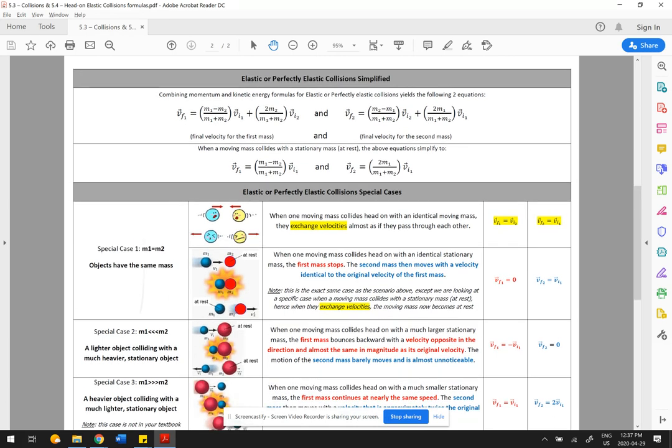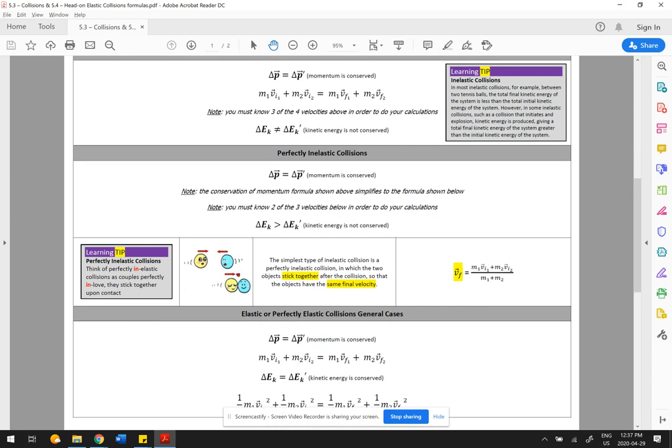Now, in terms of elastic collisions, there's more cases to elastic collisions. Now, the momentum is conserved, so we can obviously apply our momentum formulas. The kinetic energy is conserved as well, so we can apply our conservation of kinetic energy formulas as well. And these are just generalized cases. Now, we can get a little bit more specific in terms of elastic or perfectly elastic collisions.